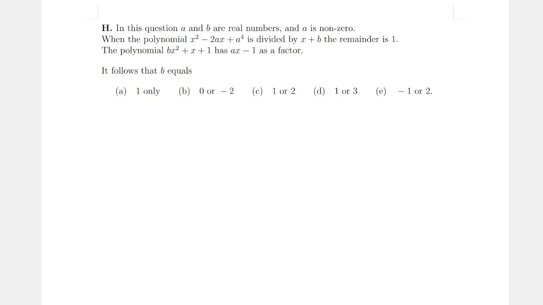Okay, so you probably could have guessed that you have two pieces of information, right? So you would expect two equations, and indeed you have two variables, a and b, that you're trying to find. So that's the way to go. All right, so this is the factor theorem, I think. So let's use the first piece of information. When the polynomial is divided by x plus b, the remainder is 1. That means that when I sub in negative b, you try to make the factor 0, then I get 1. So 1 equals negative b squared minus 2a negative b plus a to the 4, first equation.